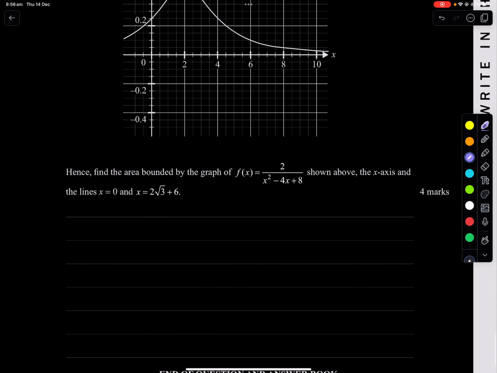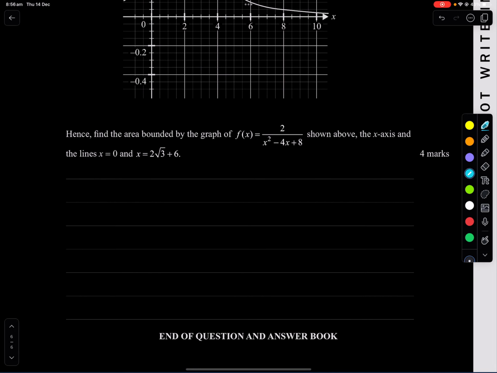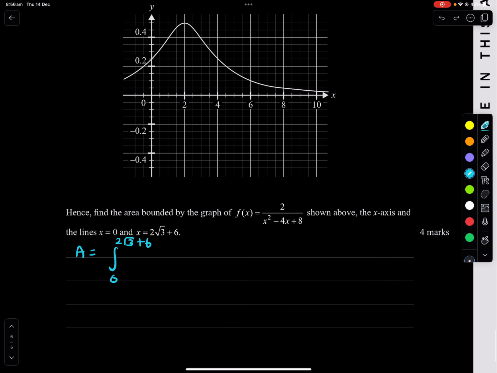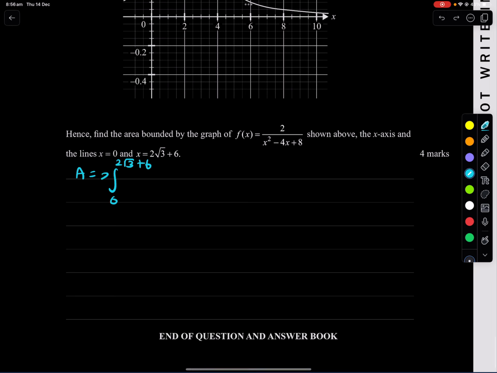Okay. So the area is going to be, we want it from 0 to 2 root 3 plus 6. Remember, hence means using your previous question, so I know for a fact that I'm going to have to use this expression over here. So I'm going to take that 2 out. 1 over x squared minus 4x plus 8.